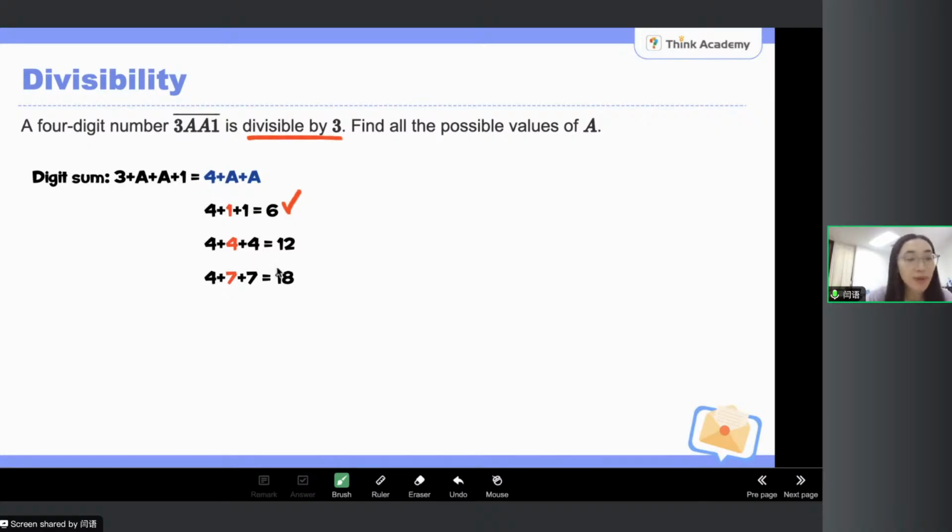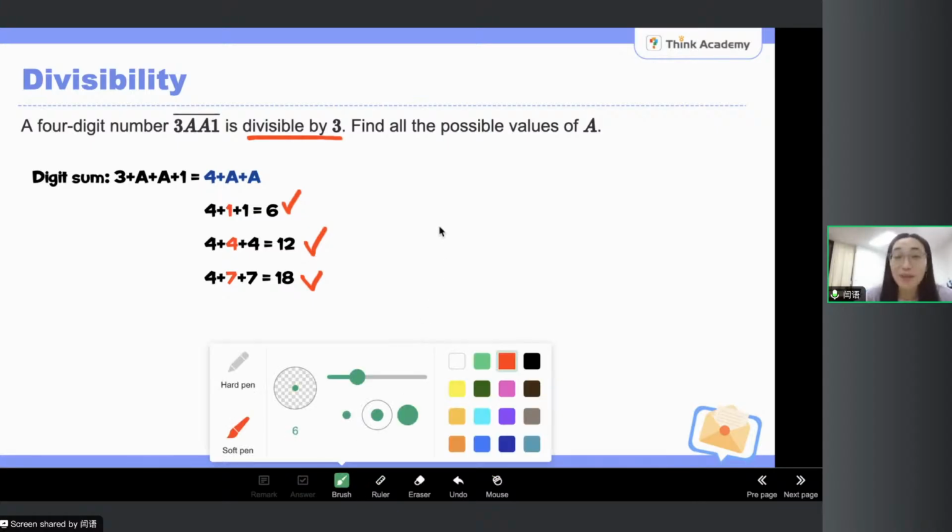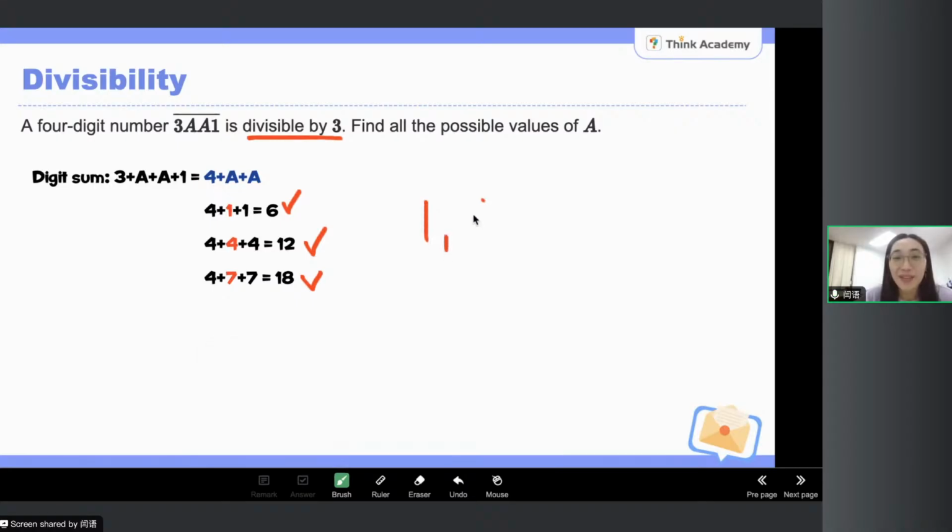Then 4 plus 4 plus 4, you will get 12. 12 is also divisible by 3, so A could be equal to 4. Then 4 plus 7 plus 7 is 18. 18 is divisible by 3 as well, so 7 is also a possible value. So actually we have 3 possible values: 1, 4, and 7, because the question is asking what the possible values of A are. So the final answer is 147.